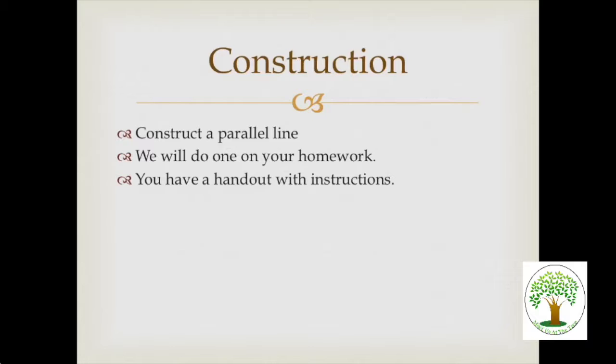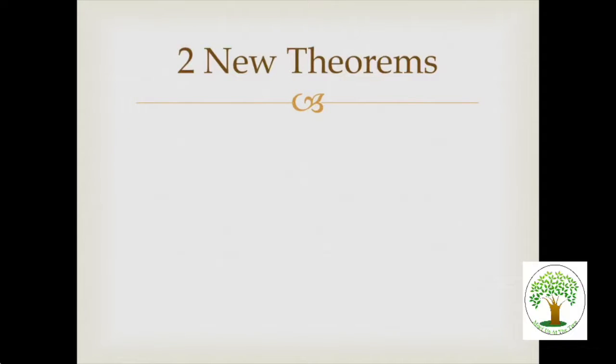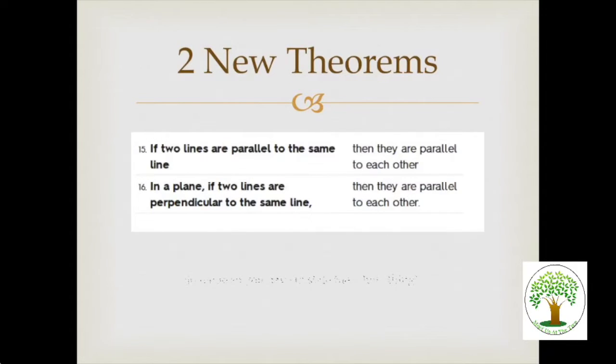Okay, here we go. We have two new theorems. They're the last ones. I put them up here. I want you to notice there are no names for them. So whenever you use them in your proof, you have to state the whole thing. There isn't like the corresponding angles theorem or the converse to the corresponding, and it's actually postulate, by the way. Corresponding angles postulate. You've got a name. If two lines are parallel to the same line, then they are parallel to each other. You have to write the whole thing out.